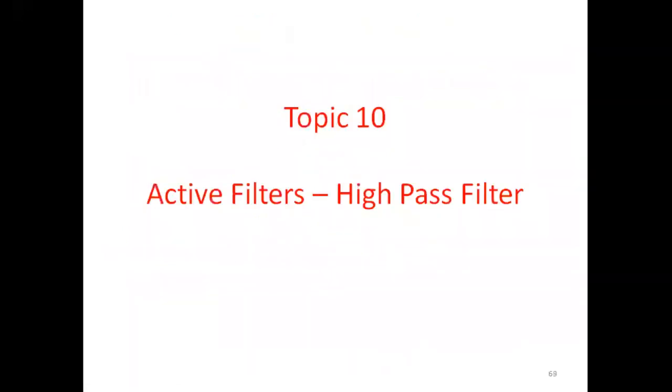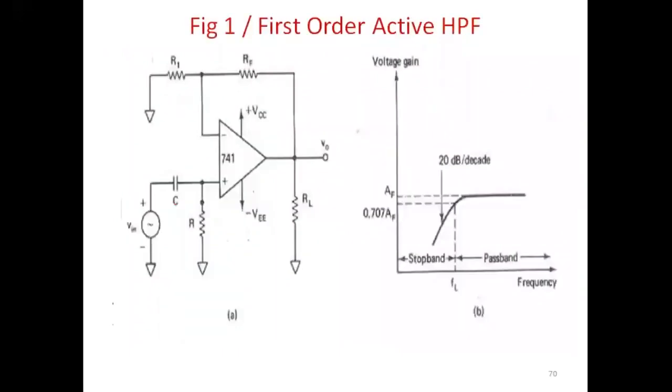High pass filter, active filter. The first order active high pass filter is given in the diagram. You can see there is only one difference in the diagram when compared to the first order active low pass filter. The C and R are totally interchanged.